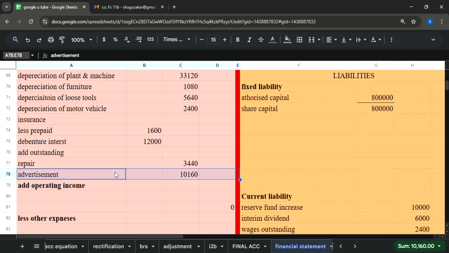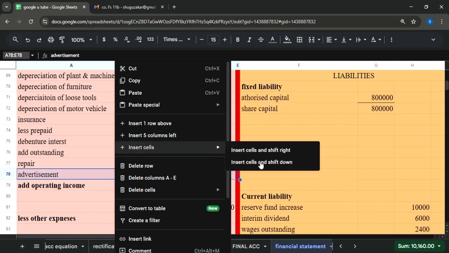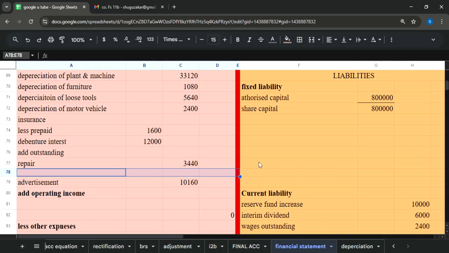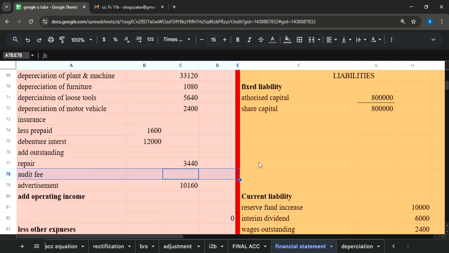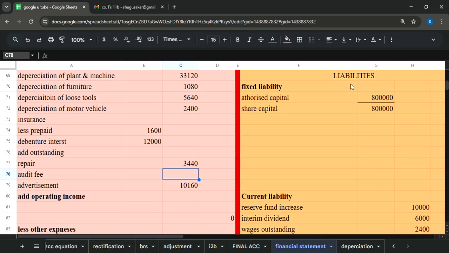Let's make it possible to record audit fee. So over here, audit fee would be recorded. The amount of audit fee is 4,000. Write down over here.